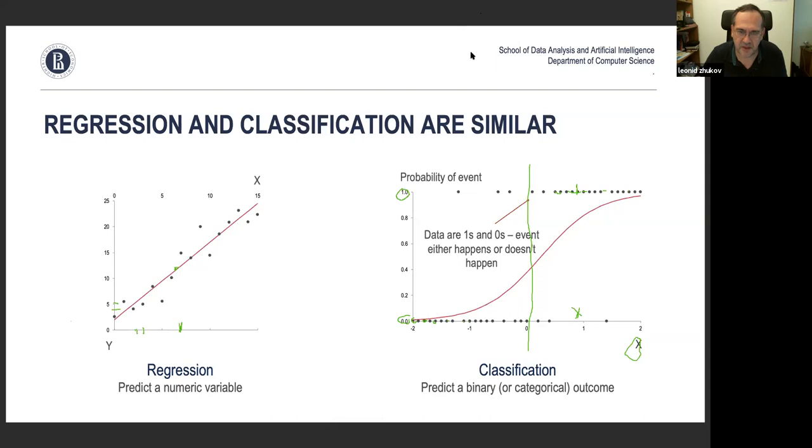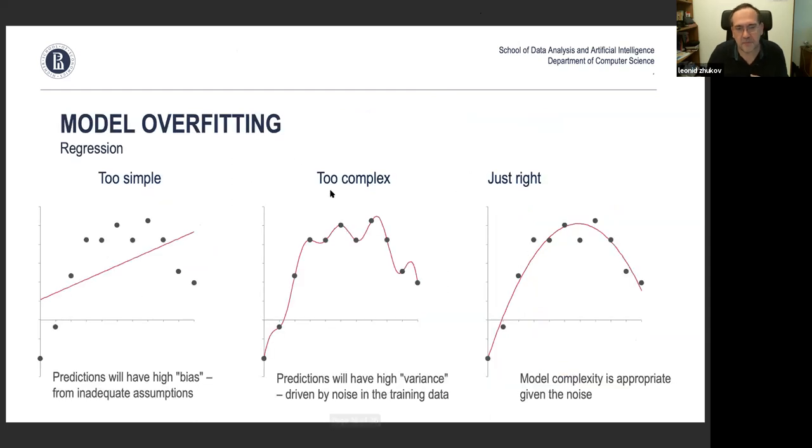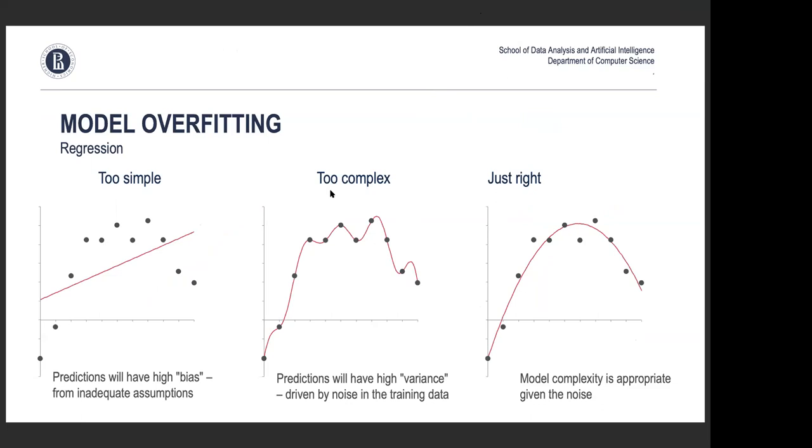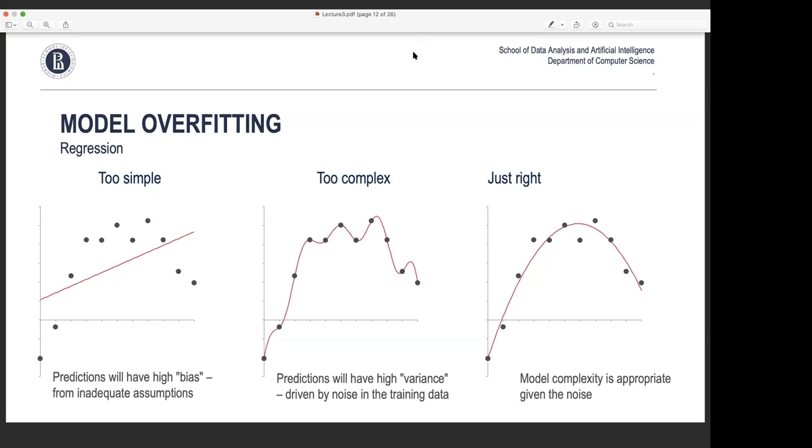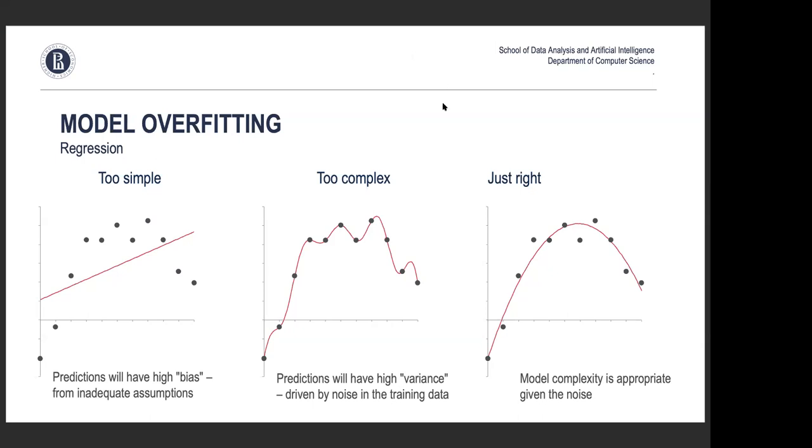There are some things that are very convenient here and others that are actually not very convenient. Now, model overfitting, what that is. It is the situation when your model is overfitted to the data and cannot predict anything else except this precise data. So you cannot use this model to predict any new bunch of data.